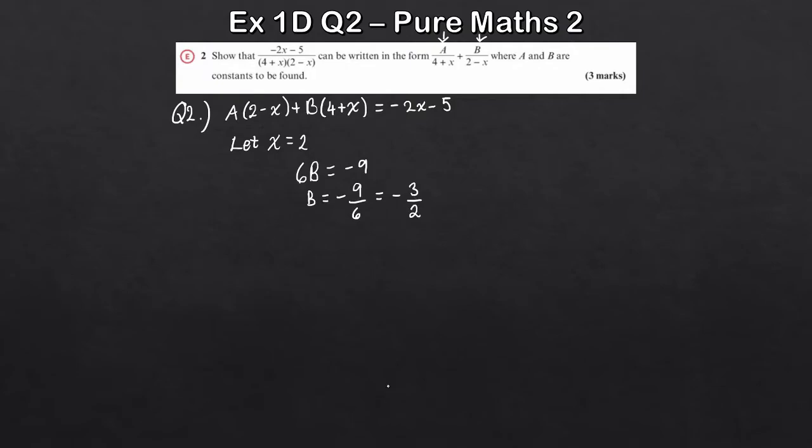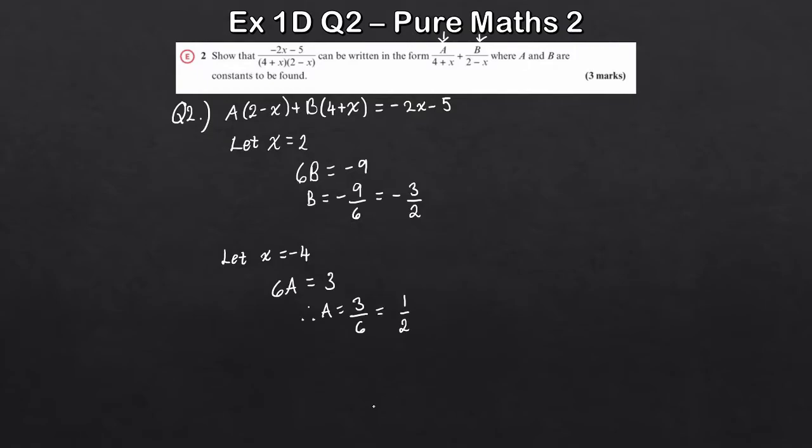Okay, so that's b, and then again repeat the process, but this time we need to eliminate b. So how do I eliminate b? Again, pick an x value, and the x value I'm going to pick is minus 4 this time. If you let x equal minus 4, we eliminate b. So this a bracket 2 minus minus 4 will be 6, so I get 6a there. That's equal, the b cancels, to minus 2 times minus 4, so that's 8, minus 5 is 3, so 6a is equal to 3. In that case, a is equal to 3 over 6.